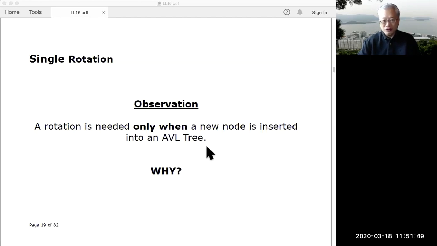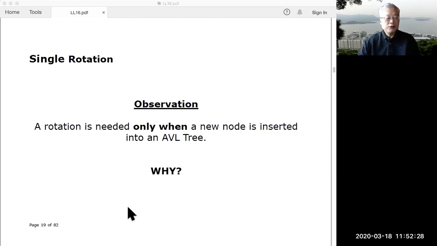Because there's no choice for us to determine where the new node should go. We just insert it into the left subtree or right subtree, depending on whether it is less than or greater than the root, okay? So after we have inserted a new node, it is possible that we need to do some rotation in order to keep the tree balanced, okay? So that means if we do not insert a node into the tree, we don't do rotation.